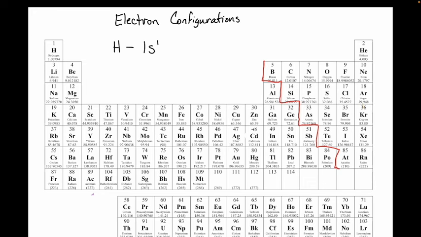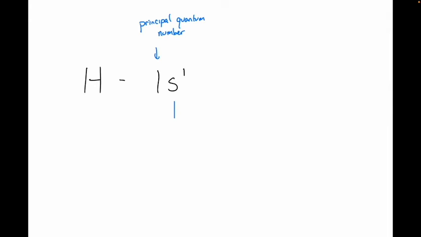All right, so I'll tell you how I got that here in a second. You're just going to trust me for now. All right, but again, let's say hydrogen is 1s1. Okay, the number out front, this is what we call the principal quantum number. All right, the s corresponds to our orbital shape. And that superscript, the 1, corresponds to the number of electrons in that orbital.